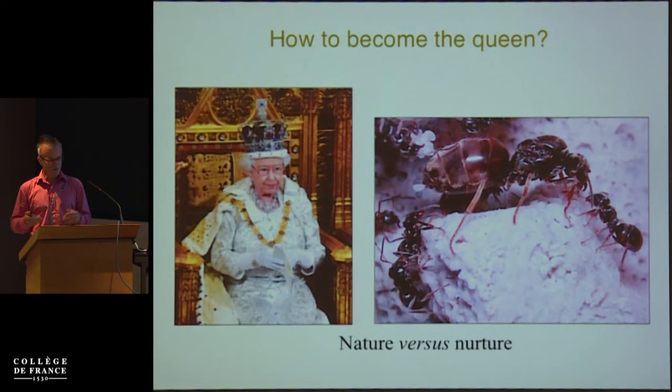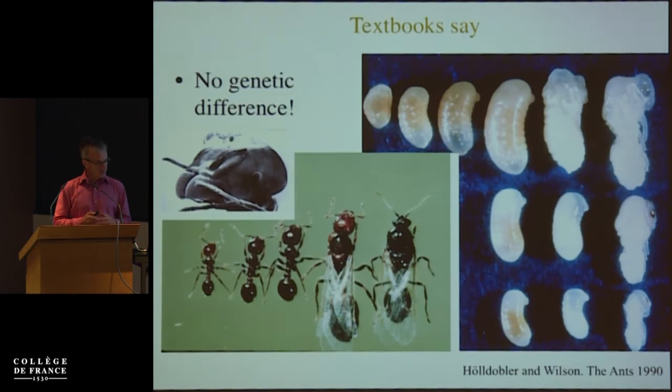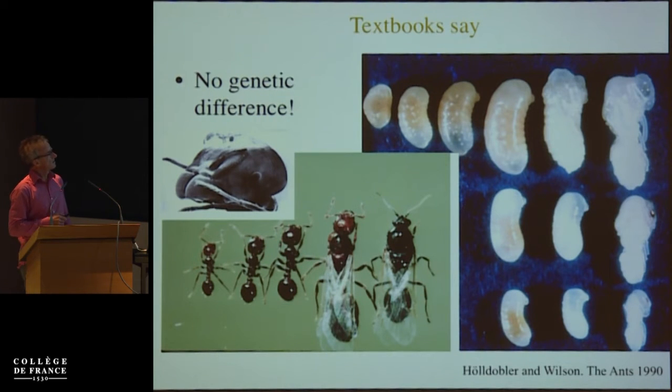And so the question is how to become a queen. Is it due to the environment, or is it genetic? If you look in textbooks, it says it's purely environmental. So in ants, males develop from unfertilized eggs, so an ovule which is not fertilized by a sperm, which is haploid, will give rise to a male. And if it's a diploid individual, so the egg has been fertilized, you can have either a queen or a worker. And it's thought that it's the environment, the food, or pheromones in the colony, which make an egg develop into a queen or into a worker.